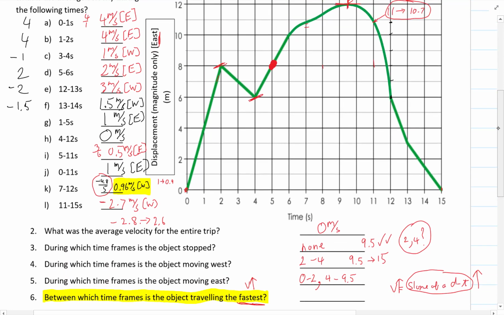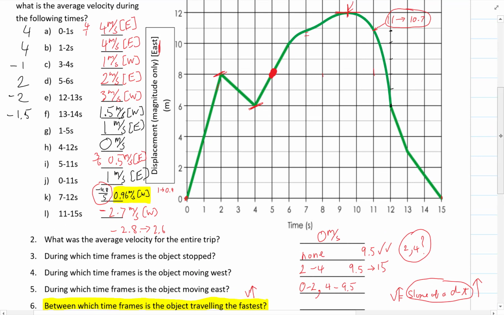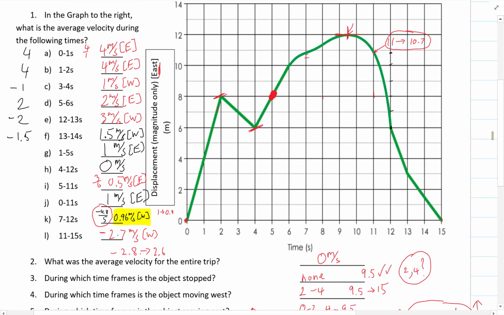Where is it the steepest? Well, think about this as actually a ski hill. Where would you not want to ski? Where would you think that you'd be traveling the fastest if this was a ski hill? And I would say right about there. That slope there is the steepest. That's almost vertical. Almost.